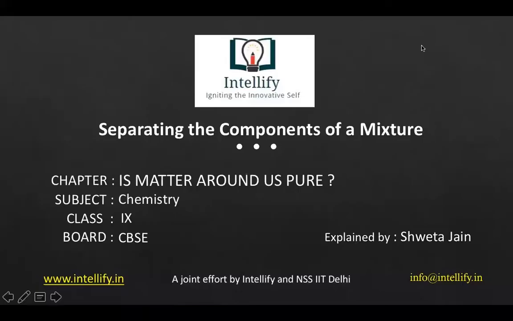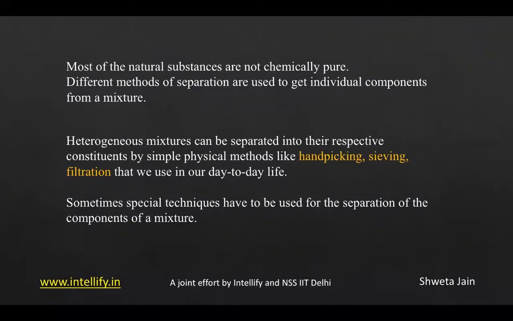We are going to study the different techniques used for separating the components of a mixture. This topic is included in the chapter Is Matter Around Us Pure in Chemistry, Grade 9. Most of the natural substances that we see around us are not chemically pure. Different methods of separation can be used to get individual components from a mixture.